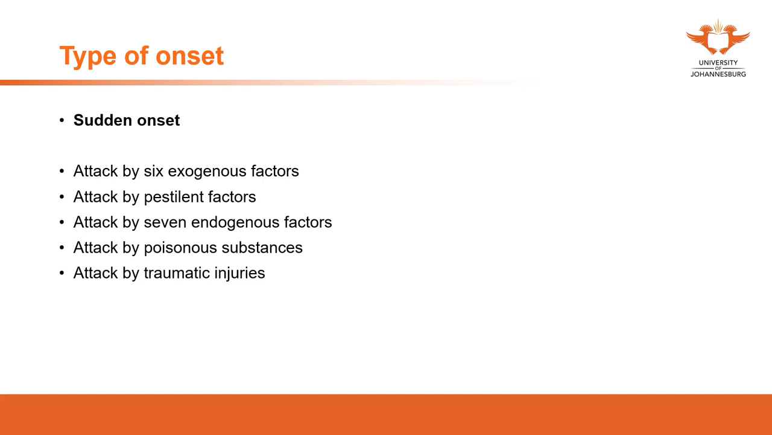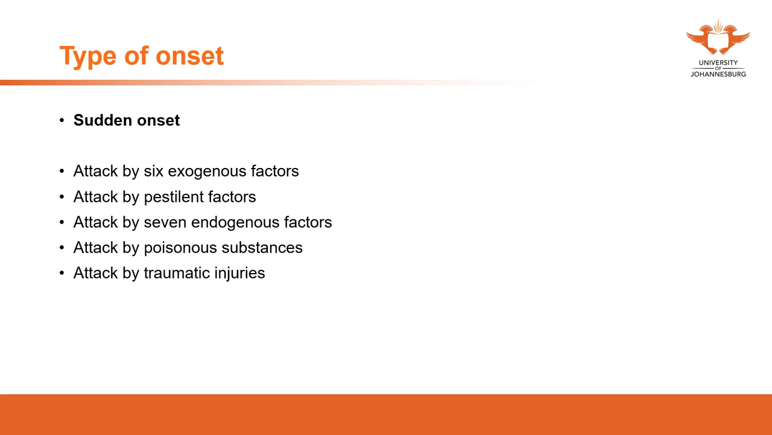The first is sudden onset. The sudden onset has some characteristics: this kind of onset is more likely to be attacked by the six exogenous factors, by the pathogenic factors, by the seven endogenous factors, and by poisonous substances and traumatic injury. The first is the six exogenous factors.